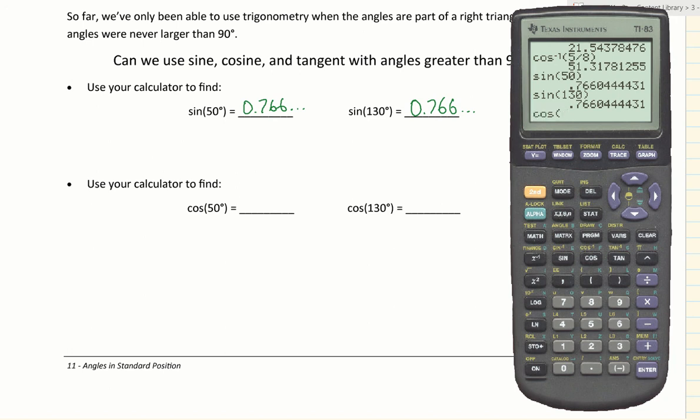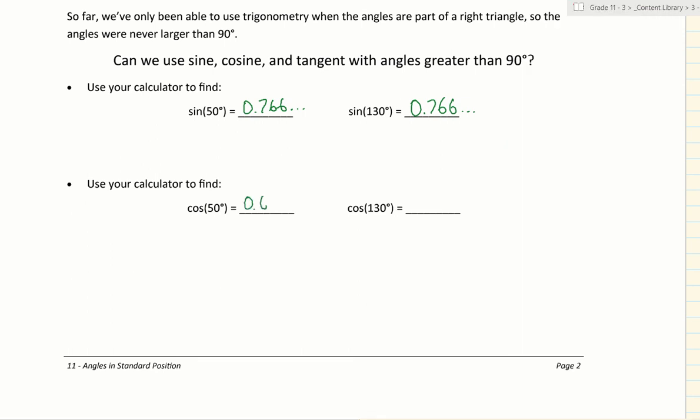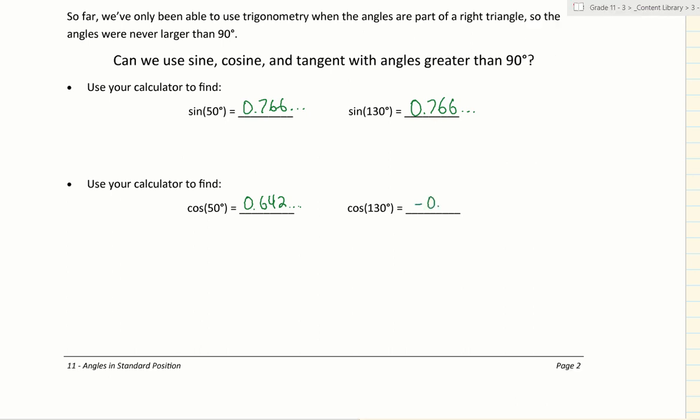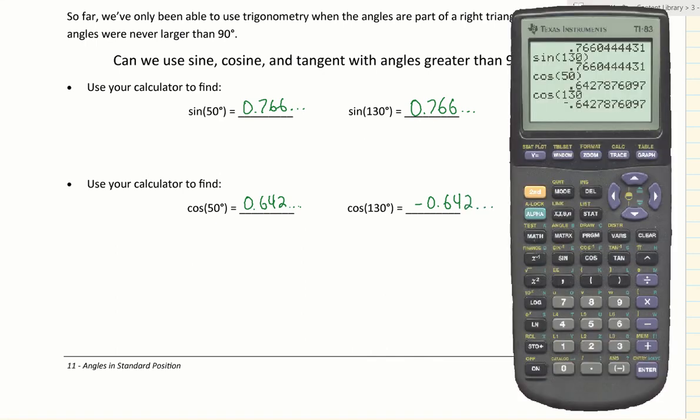Let's see if the same is true with cos. So cos of 50 is 0.642. And cos of 130. This time it's not like sine. It's not exactly the same, because this time it's the same number, but it's negative. So negative 0.642. So those are almost the same.